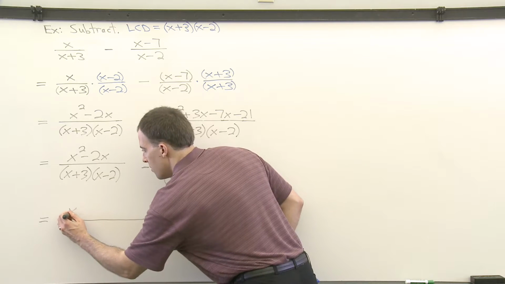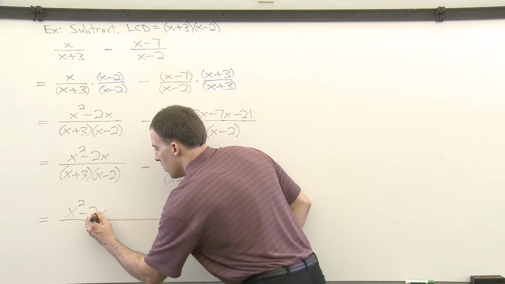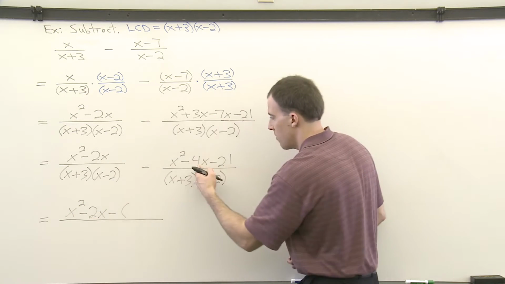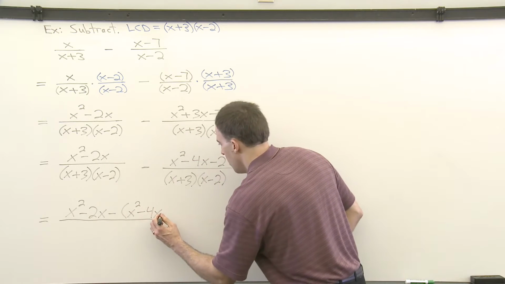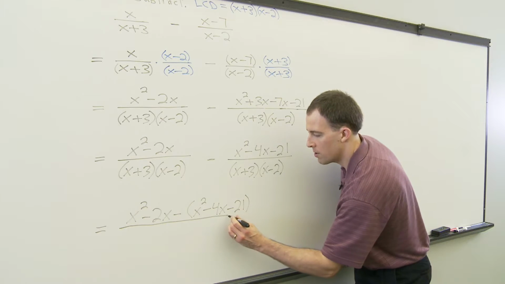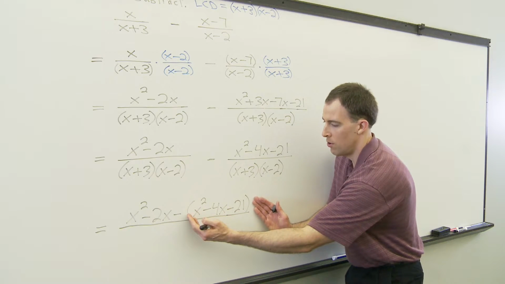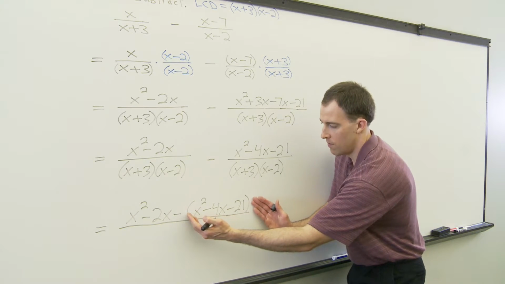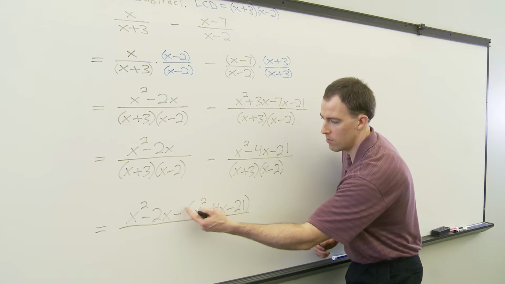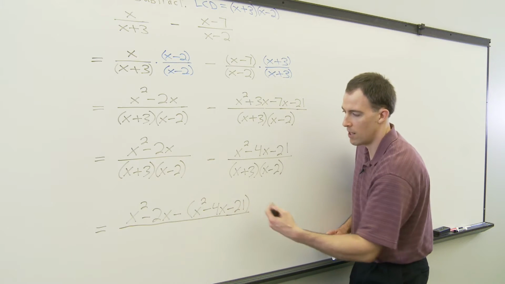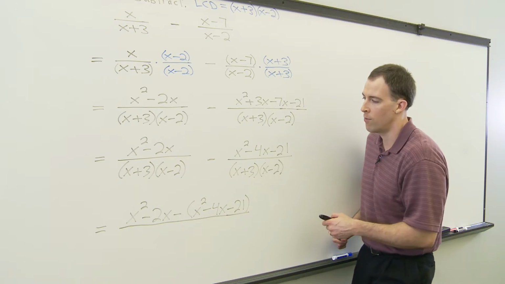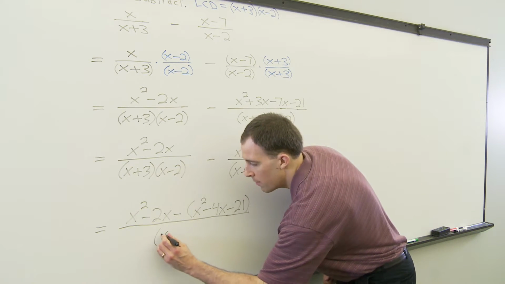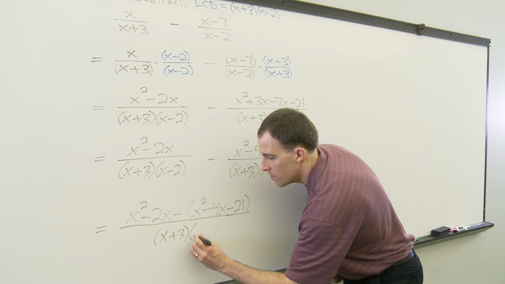So we've got x squared minus 2x. And from that we're subtracting these three terms here. So minus x squared minus 4x minus 21. Notice I'm enclosing the second numerator in parentheses. The importance of that is to remind me that I've got to distribute this negative sign, or the subtraction sign, through the parentheses on the next step and change the sign of all those terms that were in the second numerator. The common denominator is x plus 3 times x minus 2.